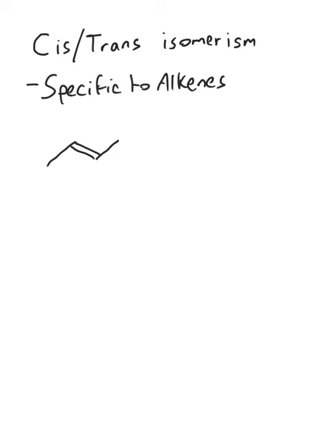This video is on cis-trans isomerism. Cis-trans isomerism is specific to alkenes. Let's look at an example to see what we mean by it. Quick, name this structure. You may pause now.